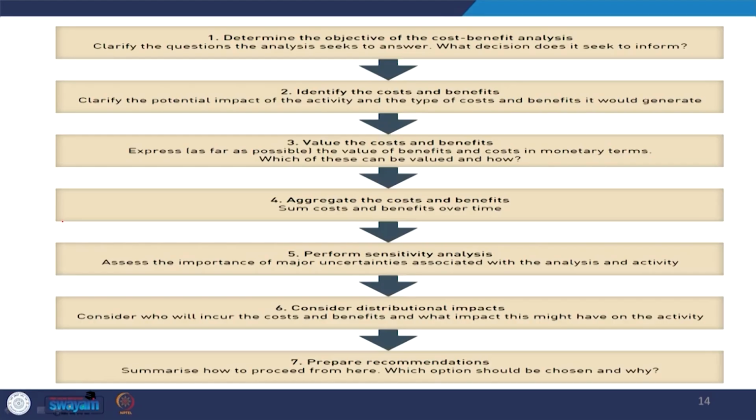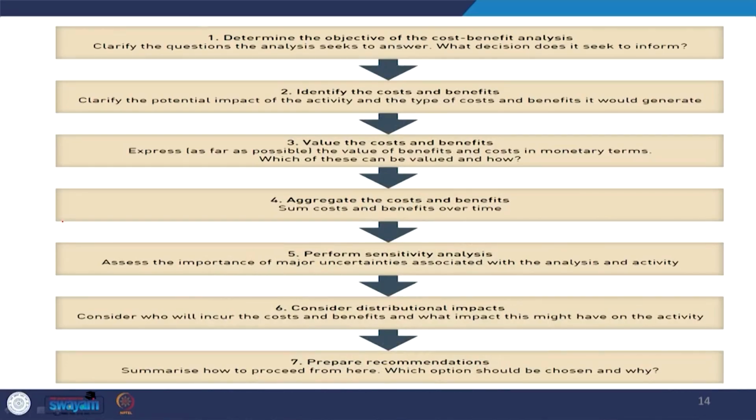Based on this understanding, now let us have a look at the major steps, the key steps that we need to undertake for the implementation of benefit cost analysis. So, first of all, as you understand, we need to determine the objectives of cost benefit analysis. What we need to achieve, whether it is pollution control, that is air pollution, or controlling the traffic, or what else. Here we need to clarify the questions the analysis seeks to answer, as well as what decision it takes to inform. So, that must be there.